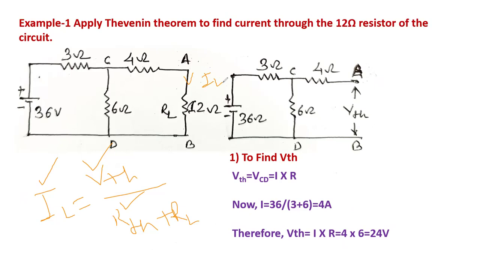So see how we find out the value of VTH first. Now see, to find the value of VTH, remove this load resistor RL. After removing this load resistor RL, you see this 4 ohm resistor, one of its terminals is not connected anywhere. So we have to find out the voltage across this C and D.